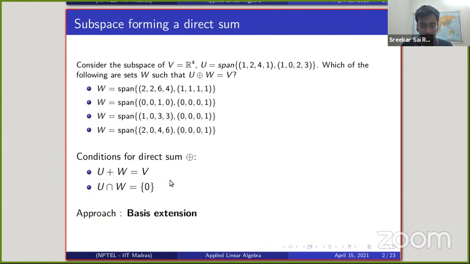Now, the approach that we're going to take is basis extension. The vectors 1, 2, 4, 1 and 1, 0, 2, 3 form a basis for U, so it's a spanning set and it's obviously a linearly independent set. We're going to extend this basis to a basis for V, and the other two vectors that form the basis extension are going to be linearly independent of the vectors in U, which means they would form a basis for another subspace, which together with U forms the vector space V. Because they are linearly independent of each other, the intersection will be equal to 0.